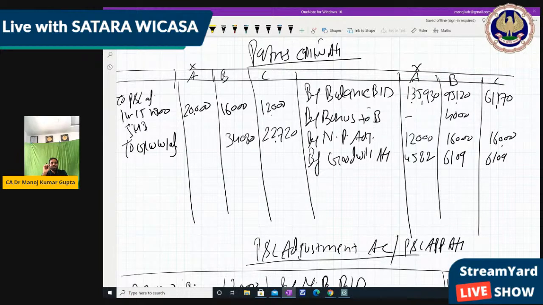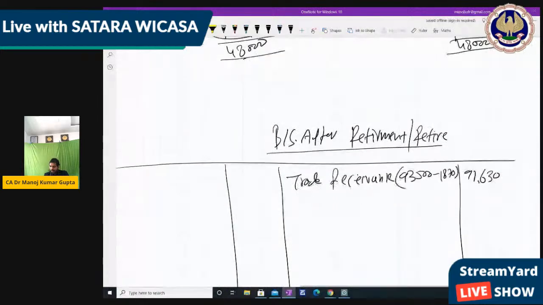So I hope the goodwill adjustment is clear, because in this goodwill adjustment, existing goodwill is there, but we are raising this goodwill extra, right? So this is the goodwill treatment. Now we go ahead with the next part.